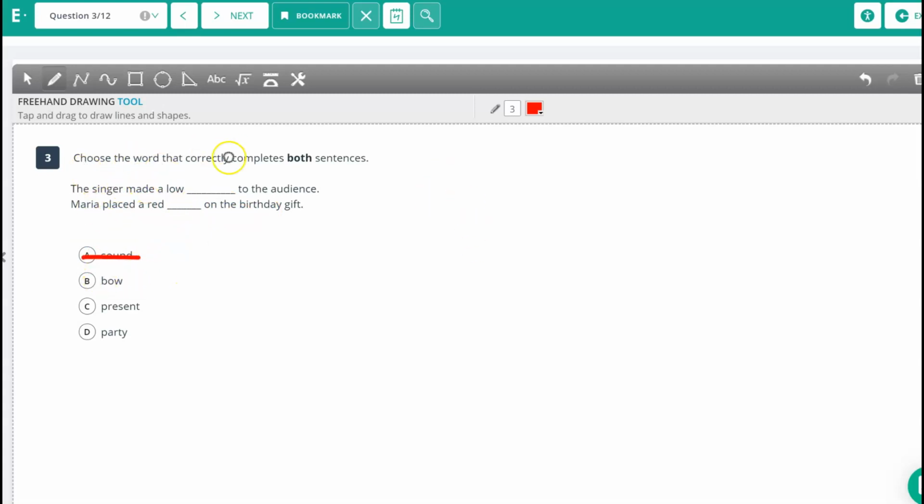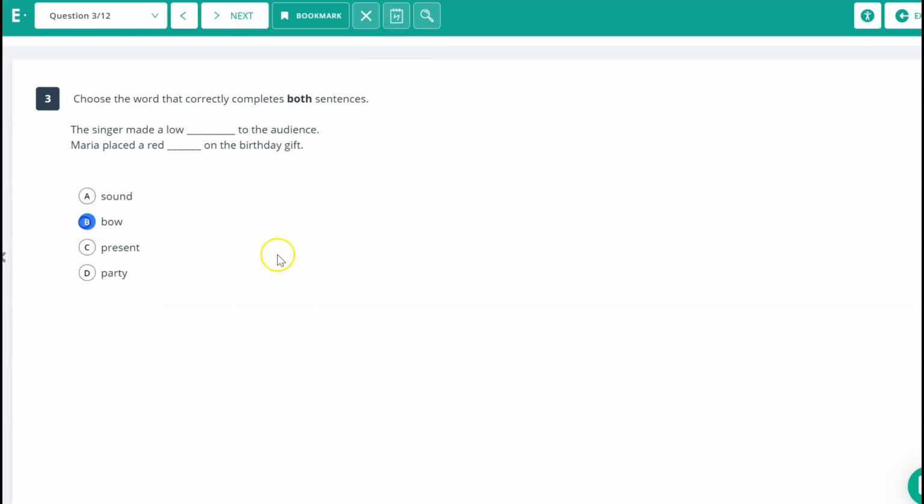The singer made a low bow to the audience. Maria placed a red bow on the birthday gift. Ooh, this one sounds like it could be right, but I'm going to read the rest just in case. The singer made a low present to the audience. No, that doesn't make sense. The singer made a low party to the audience. No, that doesn't make sense. So bow needs to be our answer. Remember, some words can sound different when they have a different meaning. Bow and bow, spelled the same, sound different.